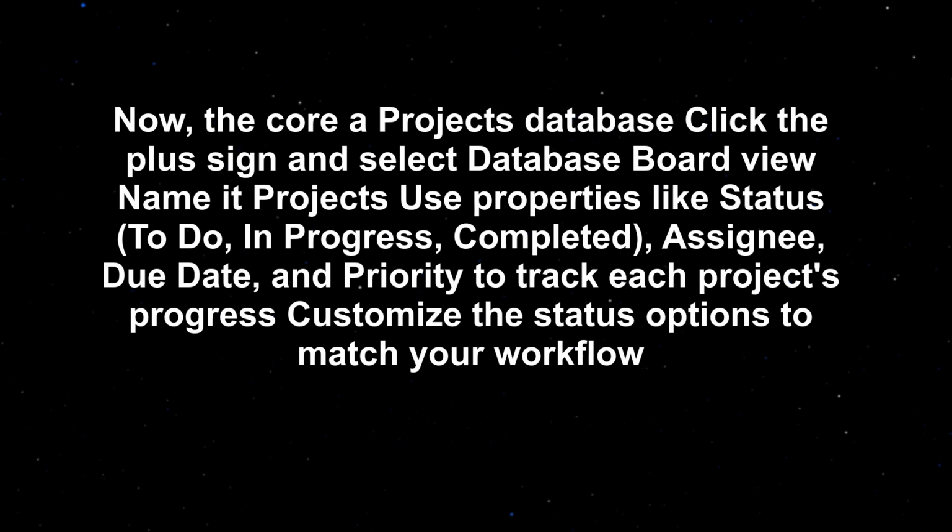Now, the core of projects database. Click the plus sign and select database board view. Name it projects. Use properties like status (to do, in progress, completed), assignee, due date, and priority to track each project's progress. Customize the status options to match your workflow.